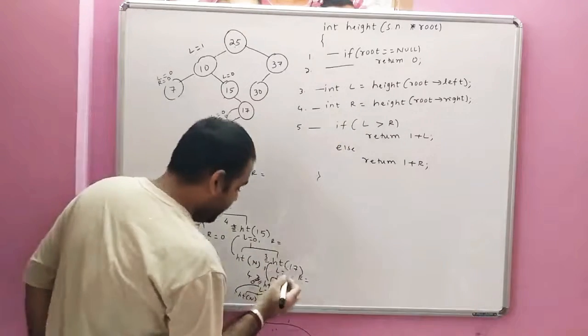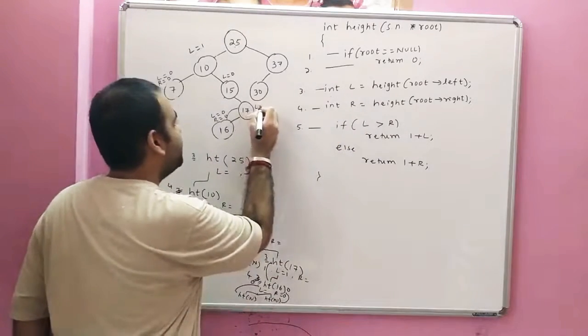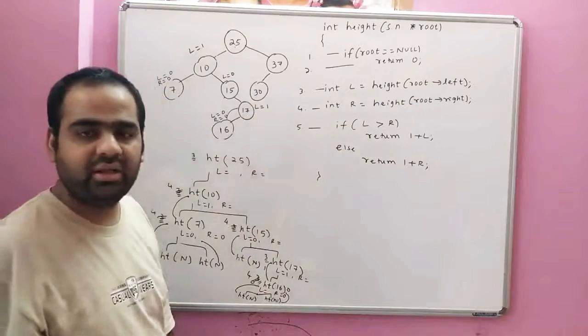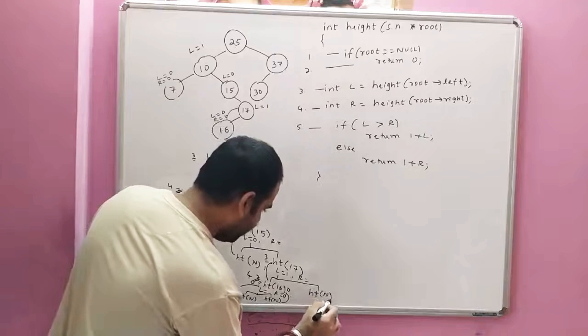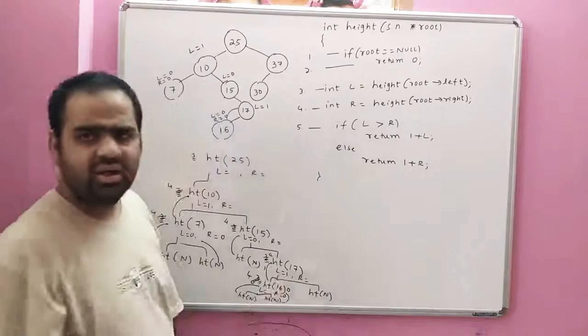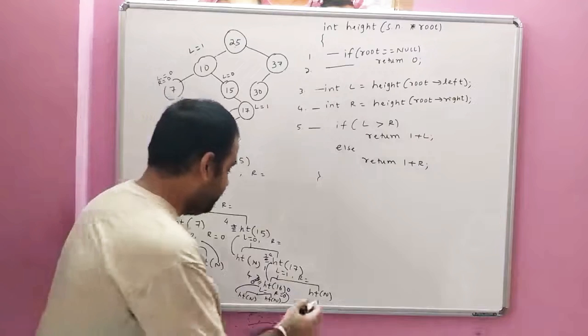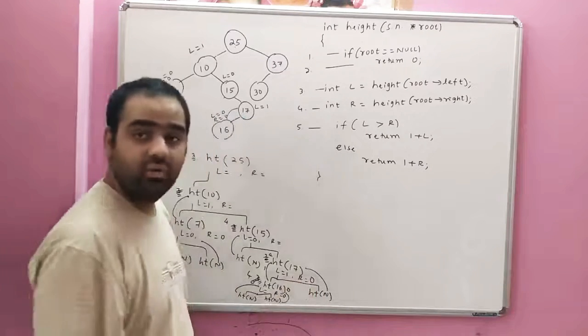Now line number 3 says L equal to 1, and it says the left height with respect to 17 is 1. Now you have to compute the right height. Execute line number 4. Height of 17 arrow right is null. Return line number is 4. Null equal null is true. You return 0 to line number 4.